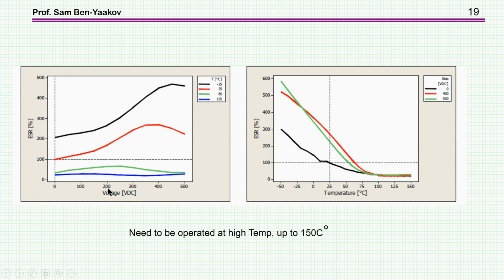And this is the same, of course, for ESR, which is a derivative of the dissipation factor. And let's go over here. This is the ESR as a function of temperature, and this is for different bias voltages. And you see here that, again, of course, the ESR is low only at high temperature. At low temperature, it's not so good.